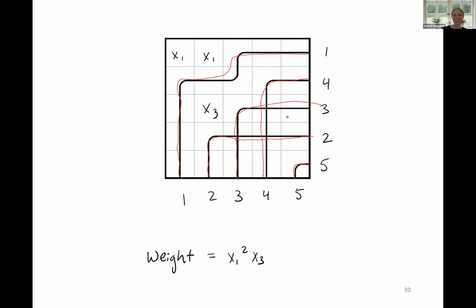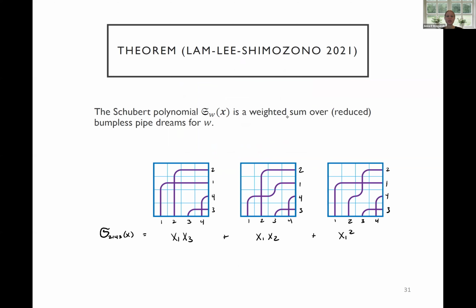And these boxes are actually just secretly the positions of the inversions that we saw before. So I weight them according to what row they're in, and then I multiply together these things to get a weight for my object. So now at this point, I'm in a pretty good position to write down a formula. And the formula of Lam-Lee-Sottile-Weigandt is that the Schubert polynomial is this weighted sum over reduced bumpless pipe dreams that trace out your permutation w.